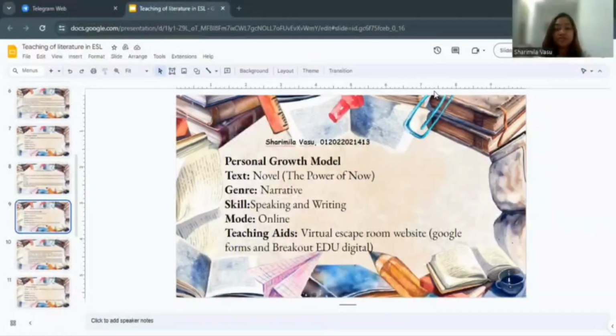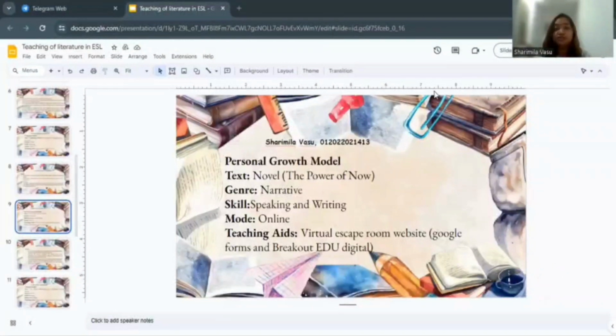Today I'm going to present about the personal growth model activity. The text is a novel. The title of the novel is The Power of Now. The genre is narrative. The skills that I use are speaking and writing. The mode is online. The teaching aids that I'm using are a virtual escape room website from Google Form and Breakout Edu Digital.